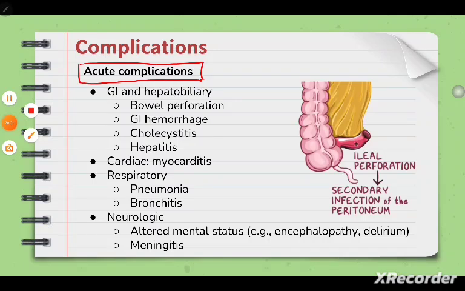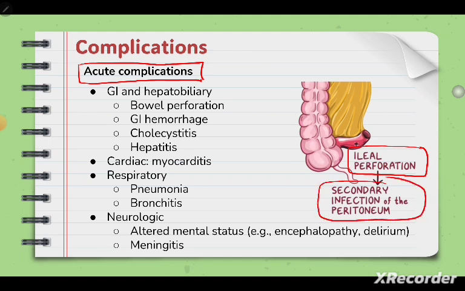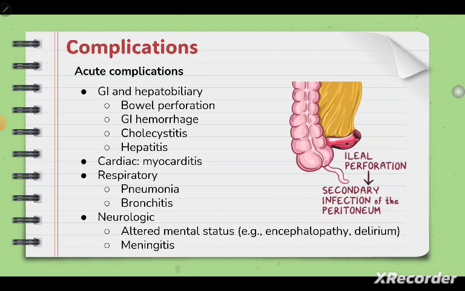Okay, thank you. As you can see in this photo, there is ileal perforation, and the problem is this can result in secondary infection of the peritoneum or secondary peritonitis. All these are acute complications of typhoid fever. As you can see, it can affect many systems in the body.